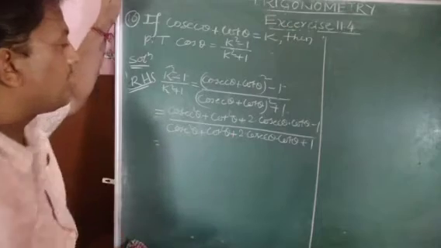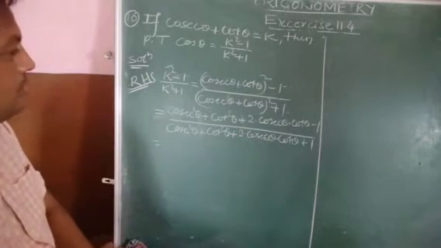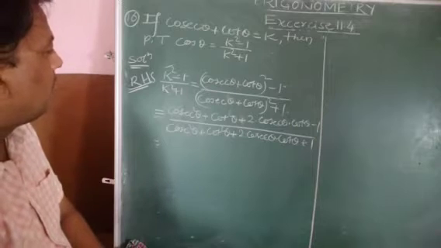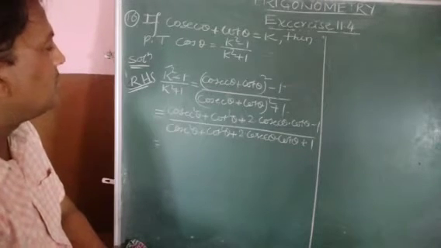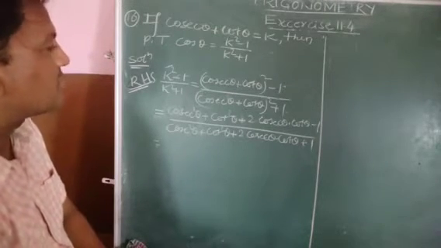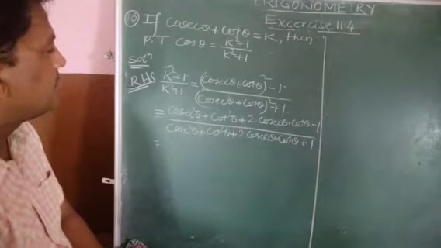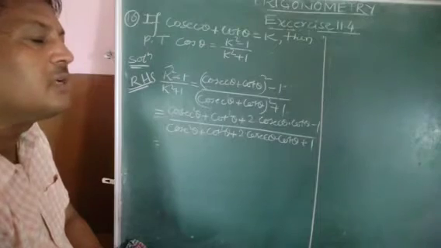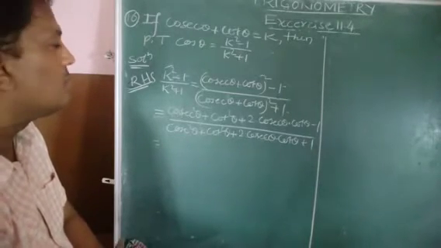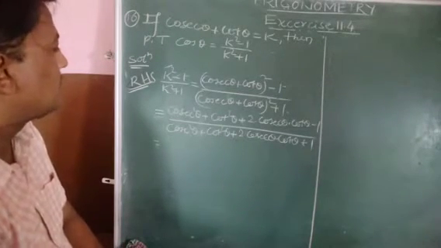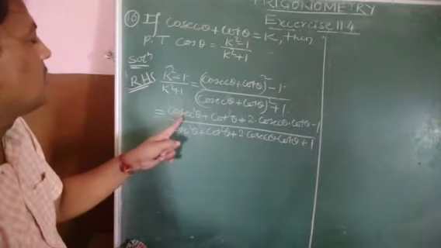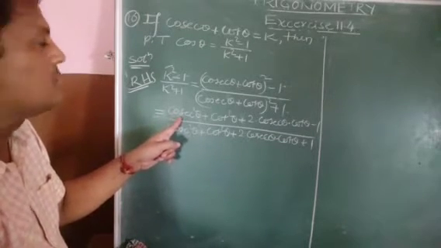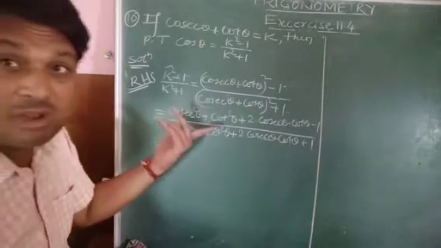Okay children, next see what can we do. Any cancellation? Cosec square theta is equal to 1 minus cot square theta. Cosec square theta minus cot square theta is equal to 1. Cosec square theta is equal to 1 plus cot square theta. So it's useless. In place of cosec square theta, we can write cosec square theta is equal to 1 plus cot square theta. It will not be cancelled.